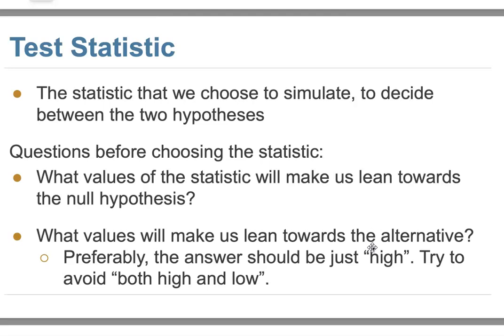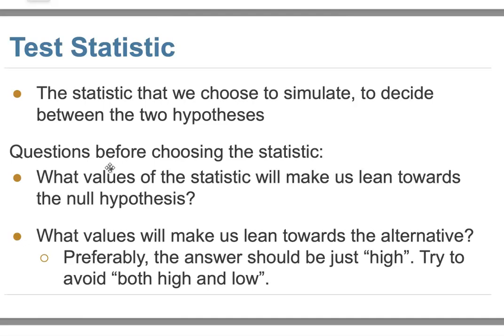After you understand that, we need to choose a statistic. We can use this statistic to simulate: we simulate our model, then find the statistic, so we can make the decision between the two hypotheses. The statistic we choose is called the test statistic. Choosing this statistic is really important.